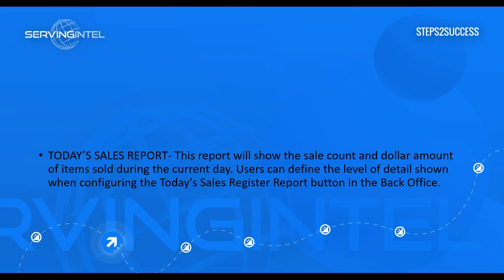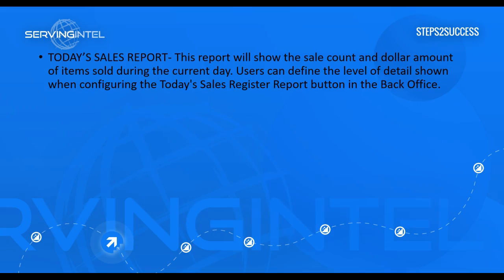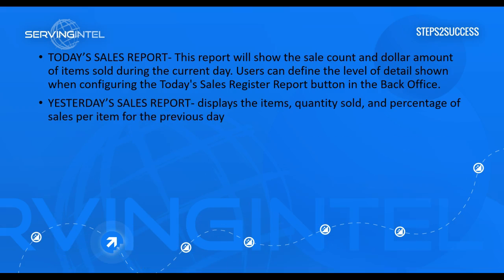Next, we have Today's Sales report. This report will show the sale count and dollar amount of items sold during the current day. Users can define the level of detail shown when configuring the Today's Sales Register report button in the back office. And finally, we have Yesterday's Sales report. This report displays the items, quantity sold, and percentage of sales per item for the previous day.